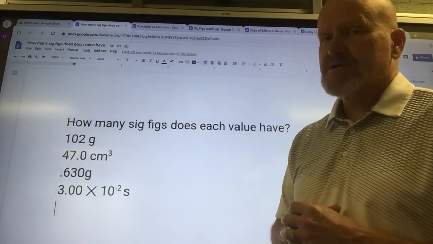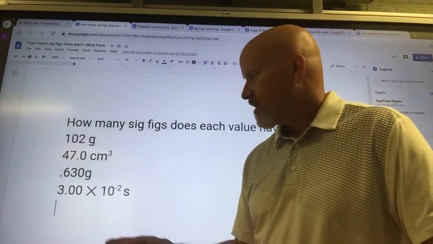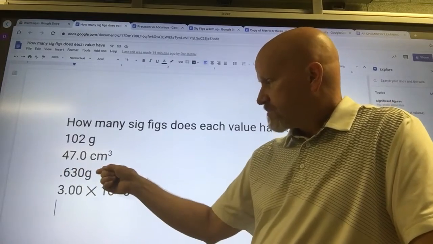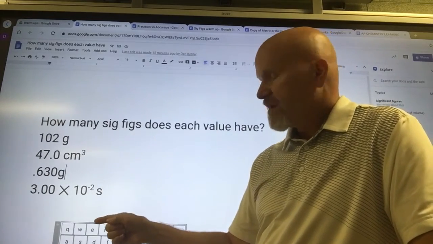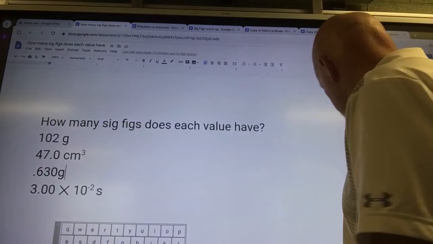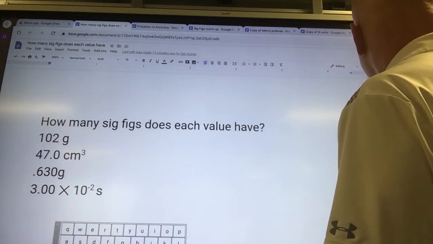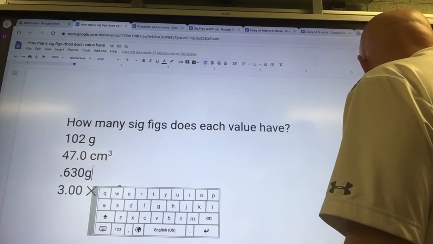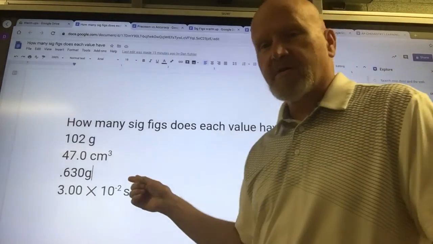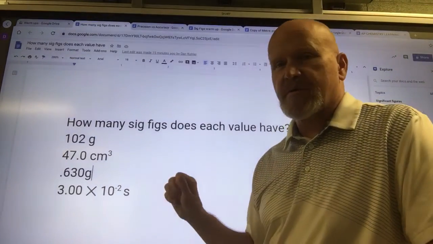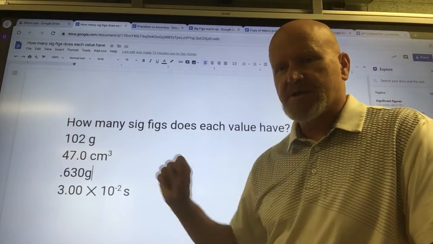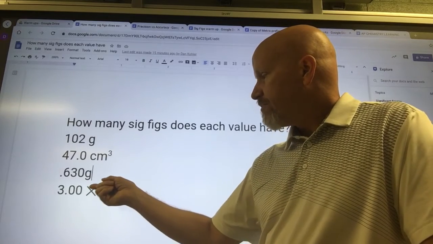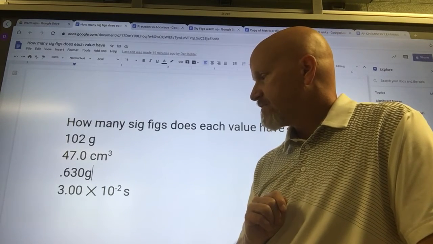Now, what about when we start doing stuff in scientific notation? And that one, so that has 3 significant figures. That's the only acceptable answer. Doggone this thing. All right. I have to be a little careful with a new toy because if I bump it in the wrong spot, it pops up a keyboard and then it shifts the stuff. 3.00 times 10 to the negative 2 seconds.